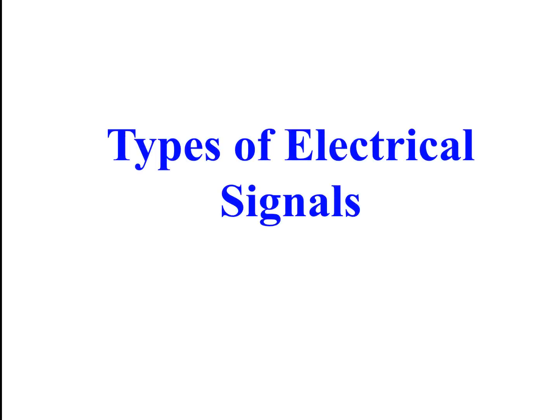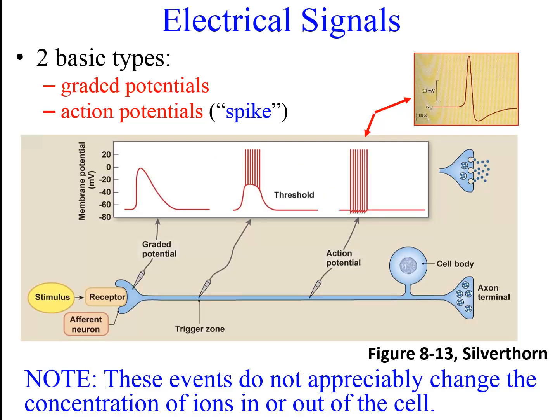In this screencast, our goal is to review the two types of electrical signals used by neurons and where each of these typically occur in a neuron. Neurons produce electrical signals which can transmit information. These electrical signals are generated by movement of ions across the membrane through ion channels, which changes the membrane potential. Note that these events do not appreciably change the concentration of ions inside or outside the cell.